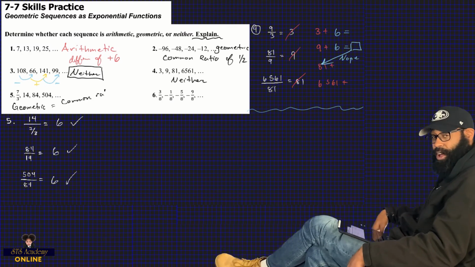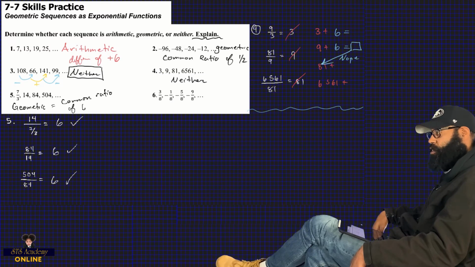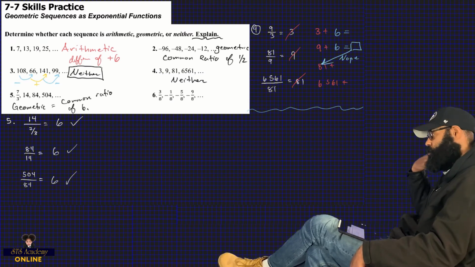And since it's not 1/6, that's why you would multiply, right? 7/3 times 6, 14 times 6, 84 times 6, and that's how we would get our next sequence of numbers.